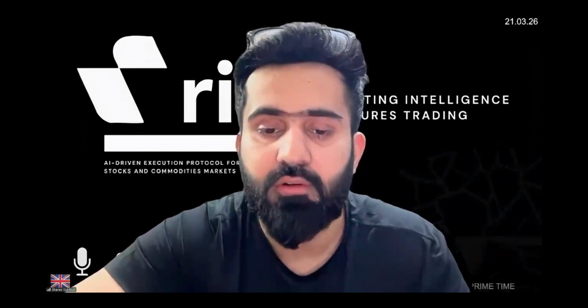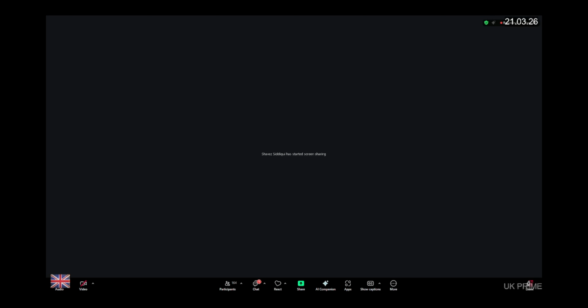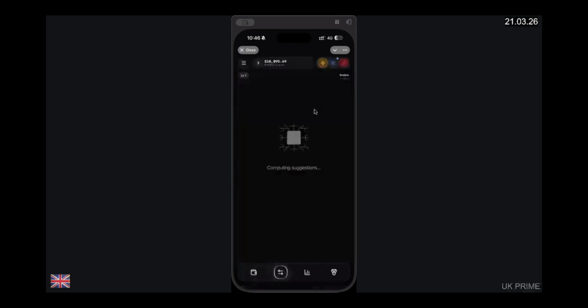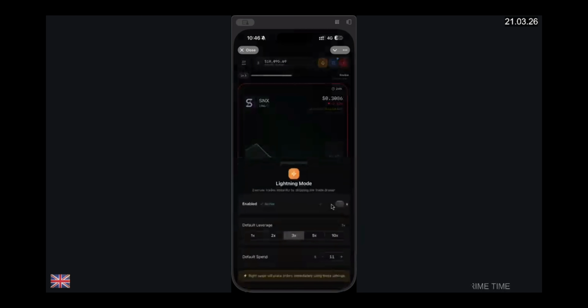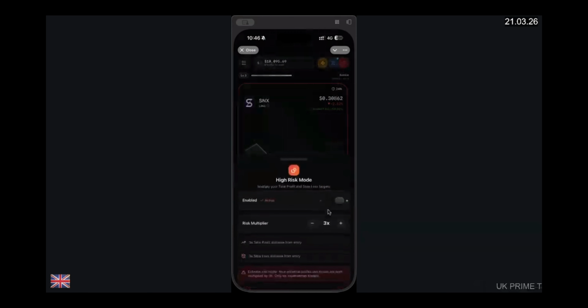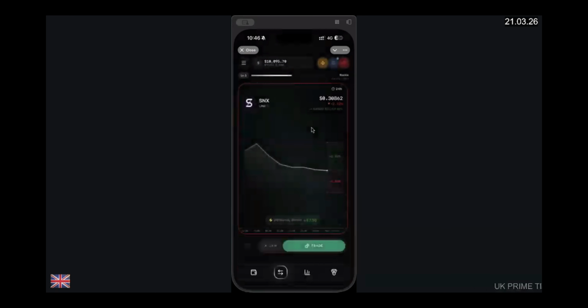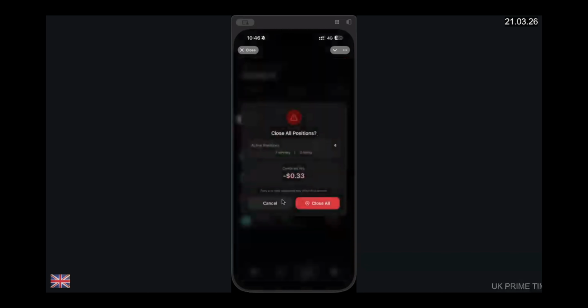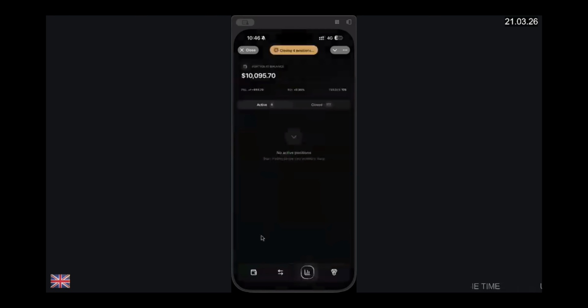okay, let me give you all a quick walkthrough as well on the app. Okay, so this is my thing. Let's customize the lightning mode to 3x leverage with $100, then risk multiplier at 3x medium risk, and we check our previous positions. They are making loss. Let's close it, no problem. See how instantly I have closed four positions in a second.